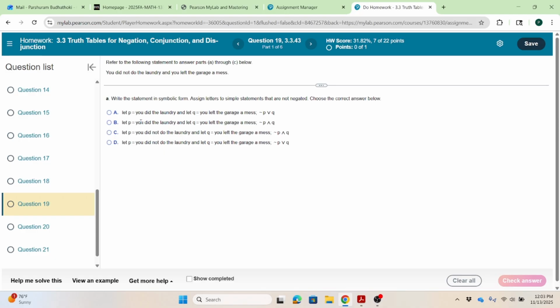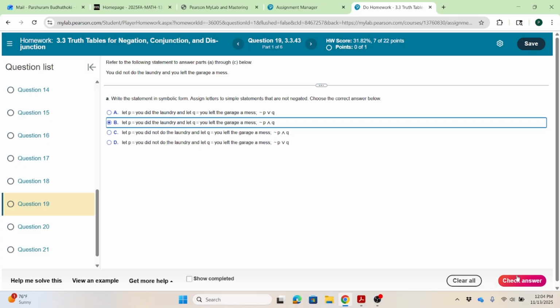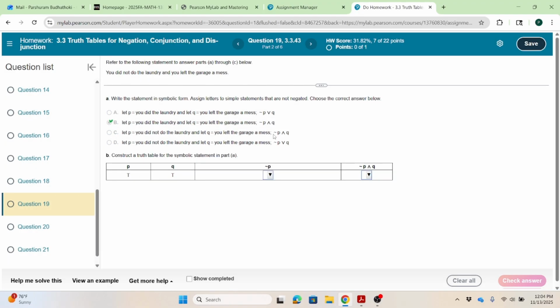Let's read B. P is you did the laundry and Q is you left the garage a mess. So negation of P is you did not do the laundry. So this is the right answer. You have to find the right symbol, and then out of those symbols, you need to find the right statement.